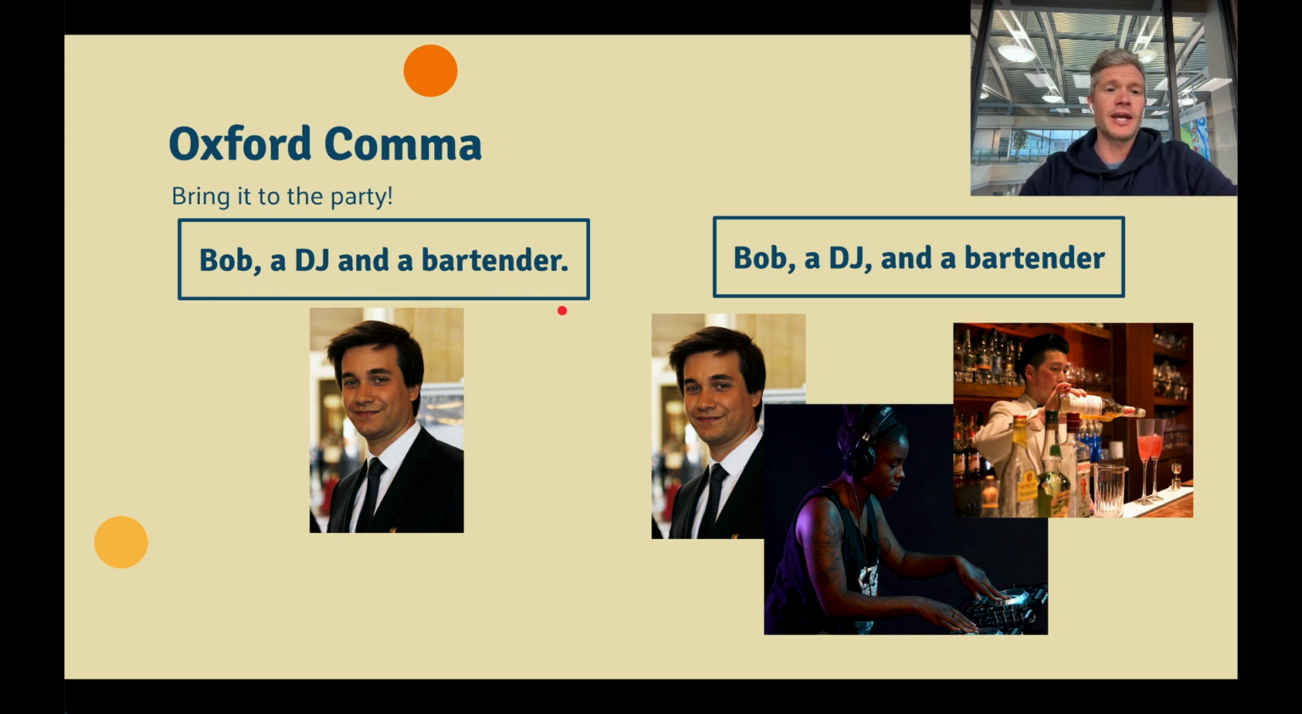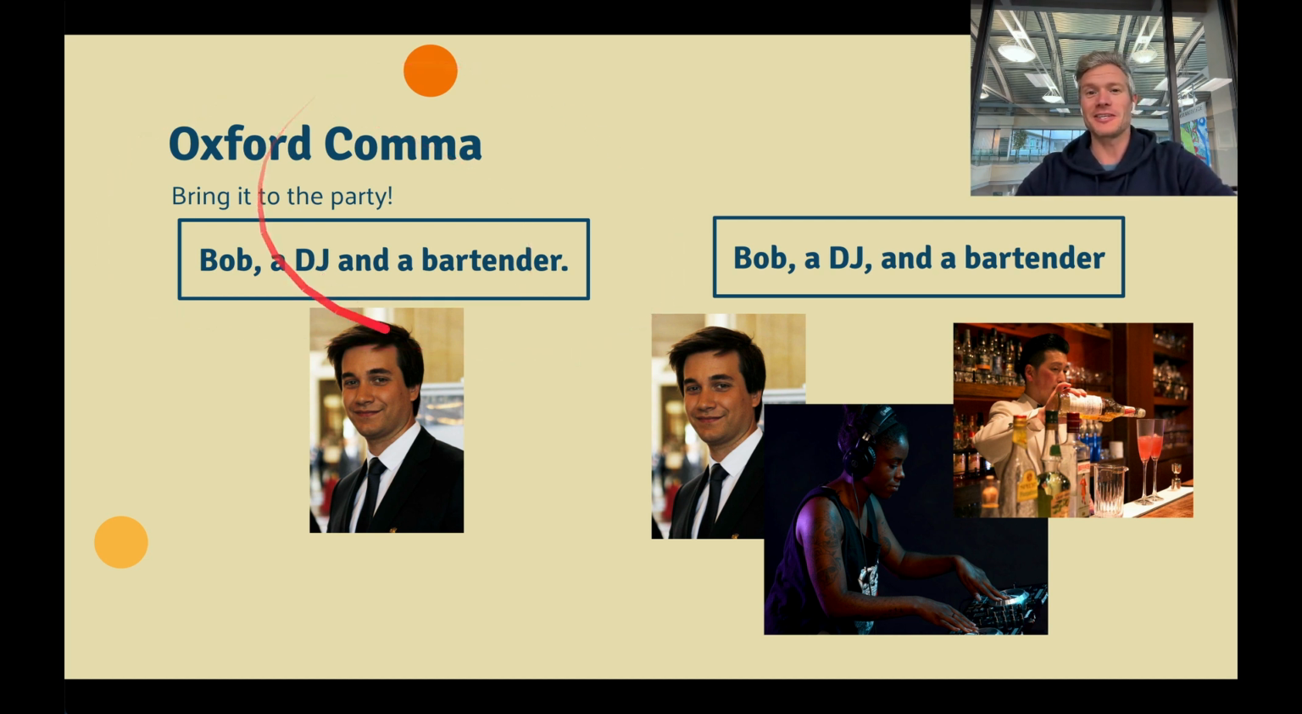Okay, so the way that's read is one person. This is Bob, right? So Bob's going to be there. Guess what he does? He's a DJ and a bartender. Okay, Bob, a DJ and a bartender. That kind of makes sense. But if we put in an Oxford comma, which is before the and, it very clearly starts differentiating and separating these. So Bob, a DJ, and a bartender are all going to be at the party. So now what I'm saying is there's three people instead of one. So again, just one little comma adds a lot of clarity.